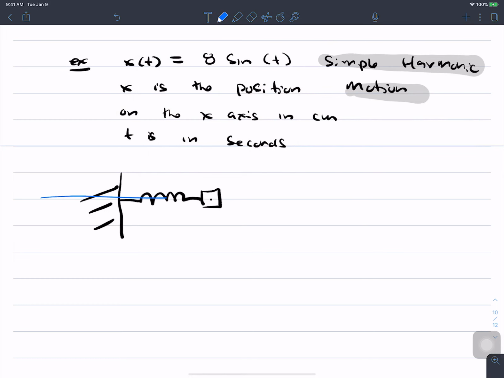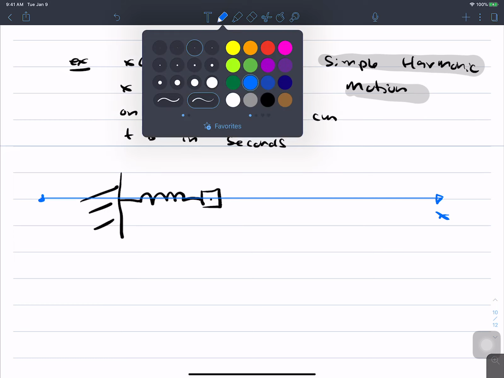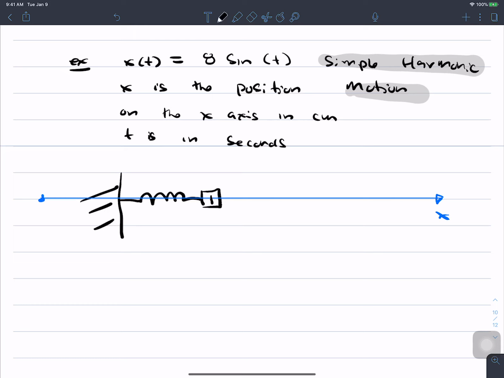I'm going to draw the real number line now here. Okay, so here's my x-axis, and it's your position here. X is 0. And you can push that spring in and let it go, and it's supposed to oscillate forever. Or you can pull it to the right, let it go. You do different things.